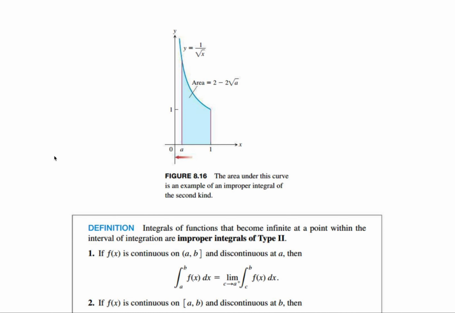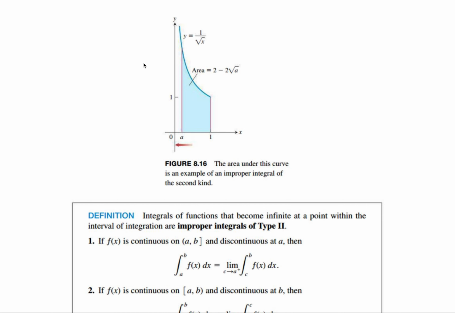So we're now going to focus our attention on improper integrals that are type 2. And in this case, your upper and lower bounds are still going to be real numbers. They're both going to be real numbers, but the graph itself will either go to positive or negative infinity. So in this diagram I have here, we're looking at the function y equals 1 over the square root of x. Well, as the x values approach 0, the function itself is going to go to positive infinity.